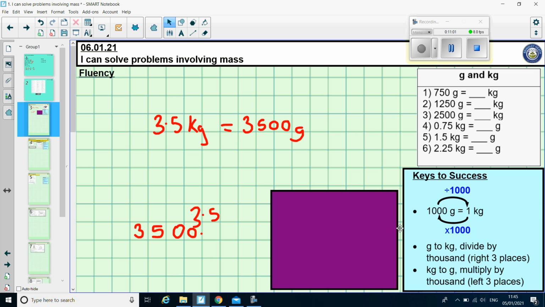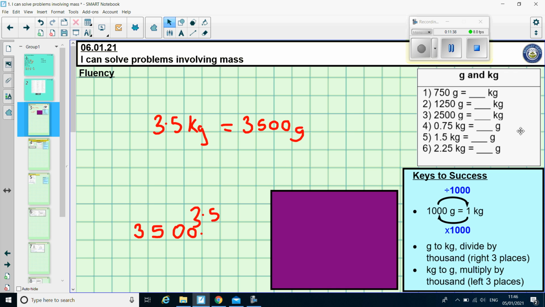Okay, hopefully you've had the opportunity to have a try at those 6 questions. We'll just go through the answers now for you then. So the first question, 750 grams in kilograms is 0.75 kilograms. Question 2, we've got 1,250 grams. Convert it to kilograms is 1.25 kilograms. Question 3, we've got 2,500 grams, which is 2.5 kilograms.